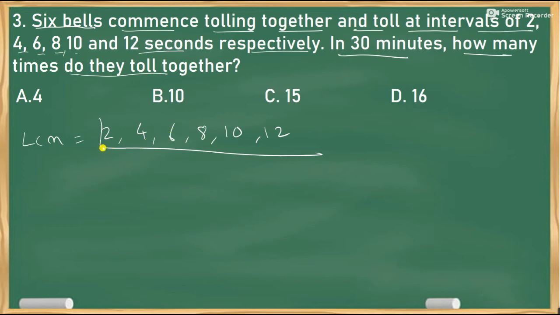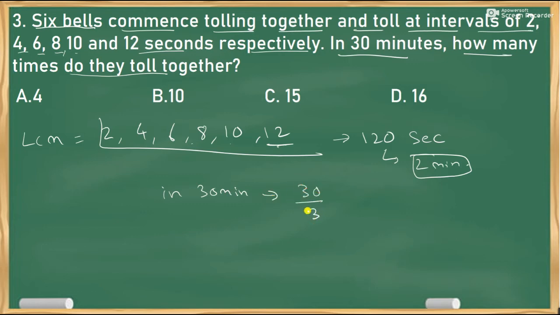So the LCM is a multiple of the highest number. A multiple of 12 that completely divides 10, 8, 6, 4, 2. It's nothing but 120. So in 120 seconds, all these 6 bells will toll together. 120 seconds is nothing but 2 minutes. So once every 2 minutes, all bells will toll together. So in a 30 minute duration, how many times do they toll? It's 30 by 2, that is 15 times.